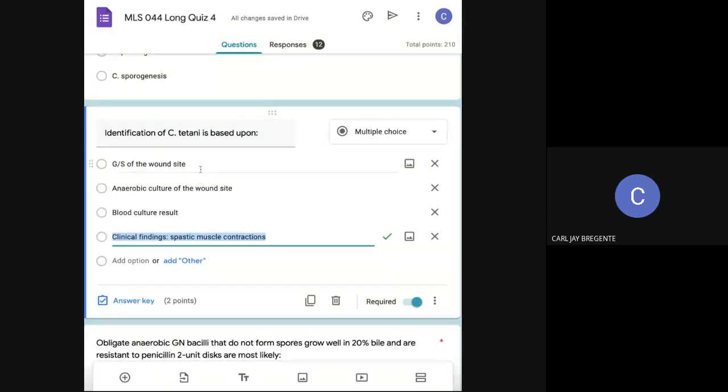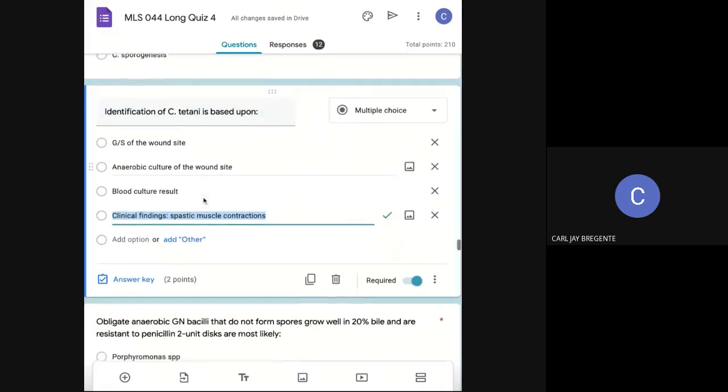Gram stain of the wound site is not specific because there are some Clostridium species that may appear spore forming as well, with terminal spores, the same with tetani. Anaerobic culture of the wound site is not specific as well as blood culture result. So clinical findings is the best choice for this type of question.